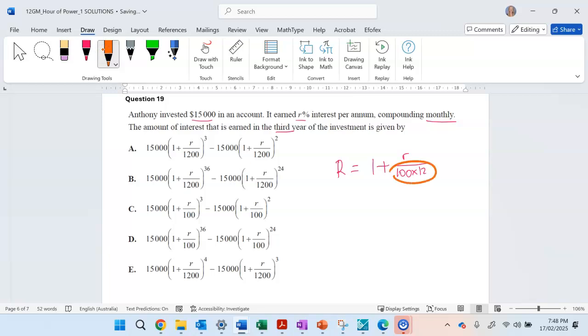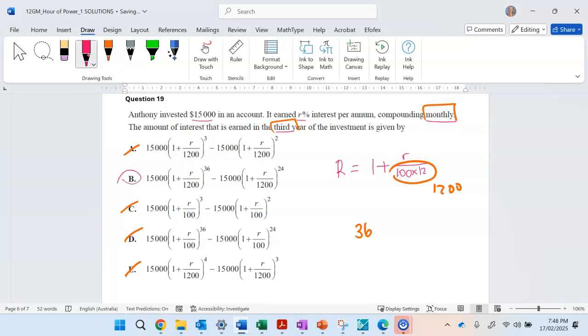So this part here is 12,000. So I can go ahead and cross out C and D because they don't say 12,000. All right, so those are key features we need to look at. I can also see that it's compounding monthly, and it's the 3rd year, so we're dealing with 36 months. So we can get rid of A, which has got the 3 and the 2, and basically anything without a 36 in it. So we're only left with B.